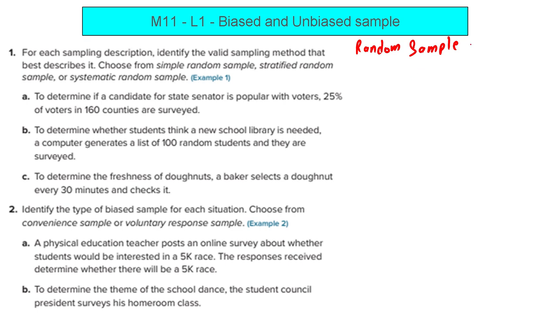Now, how will you know in the question whether it is a random sample or not? I will give you some keywords. In the question, if you see randomly selected, one second, sorry.